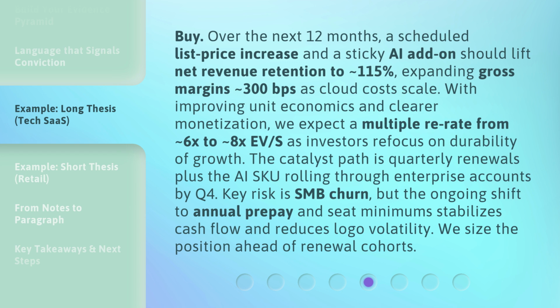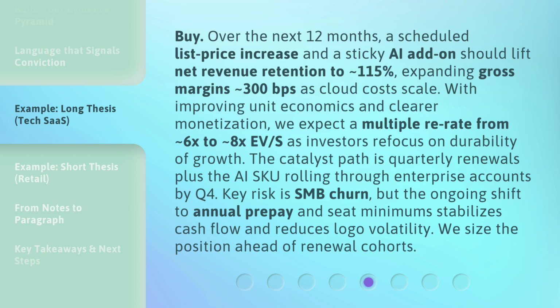Buy. Over the next 12 months, a scheduled list price increase and a sticky AI add-on should lift net revenue retention to approximately 115%, expanding gross margins approximately 300 bps as cloud costs scale. With improving unit economics and clearer monetization, we expect a multiple re-rate from approximately 6x to approximately 8x EV/S as investors refocus on durability of growth.